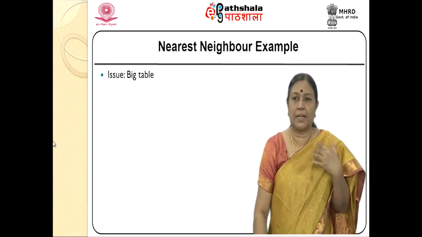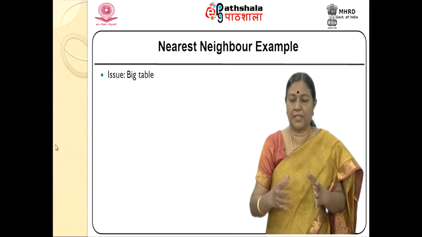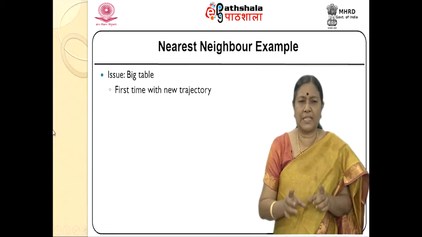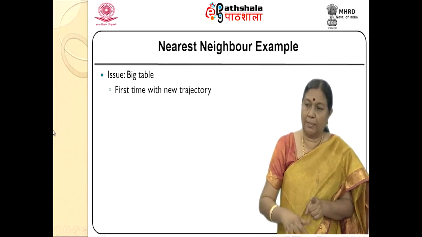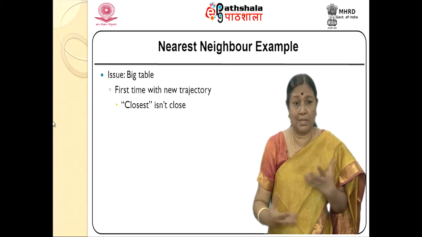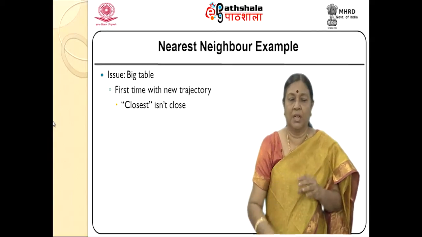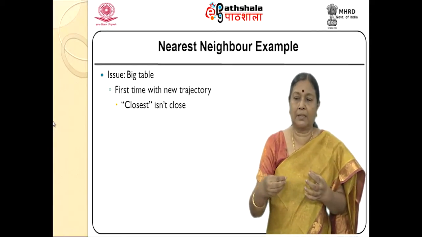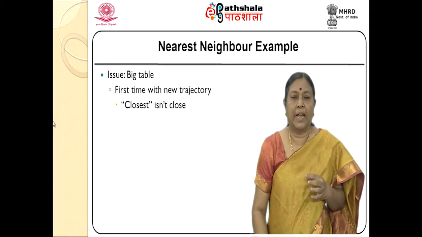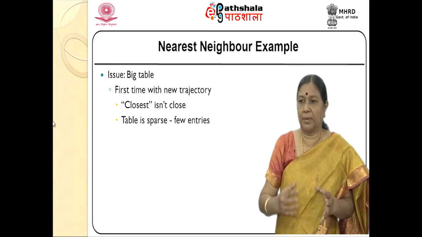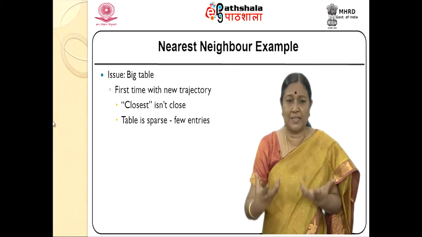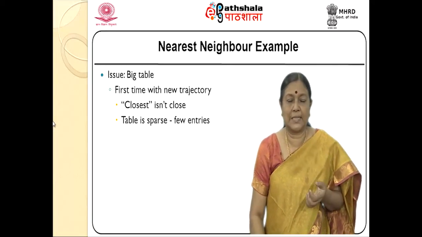Okay. Now, the problem here is the big table, that is you have a lot of data, a lot of parameters. So, that is an issue. The first time with a new trajectory, it will be very time consuming. Closest may not be close, that is another problem. What do you mean by closest? How close? I have 10 neighbors and I say that one particular neighbor is close, but does that really mean close? That is an issue. And the table is sparse in most cases, because you will not have all the space filled, and it depends on how many data points you are considering. With few entries only, sparseness is another problem.